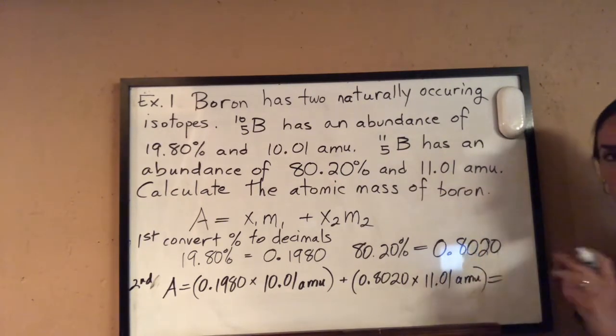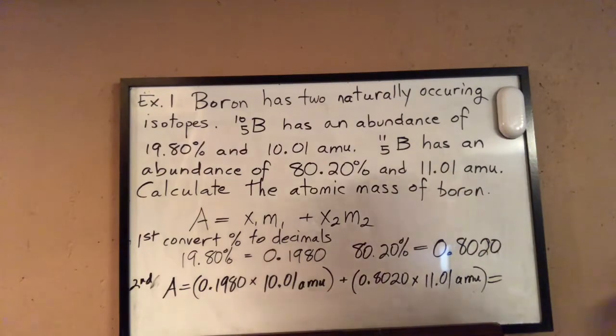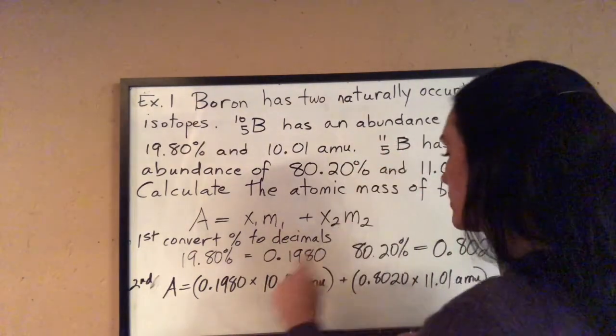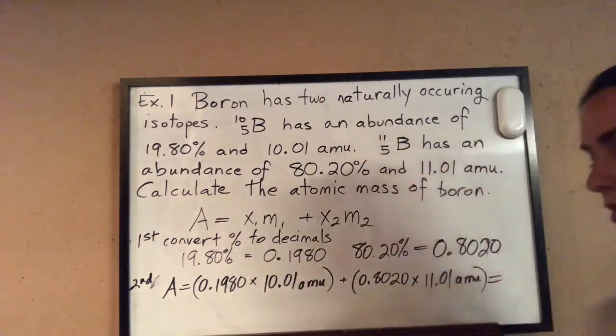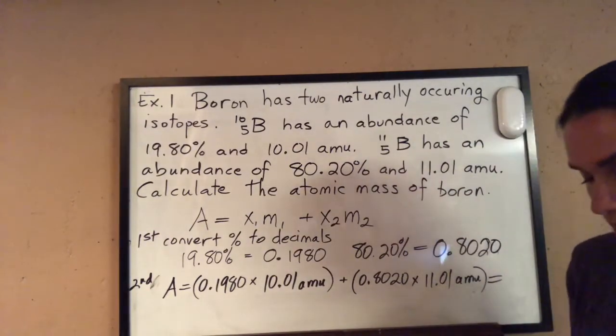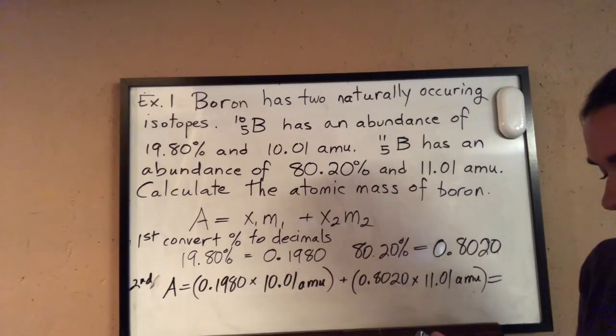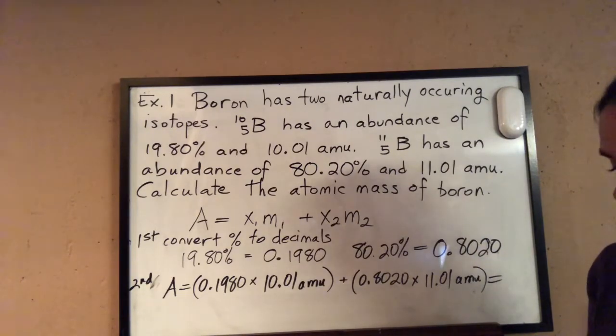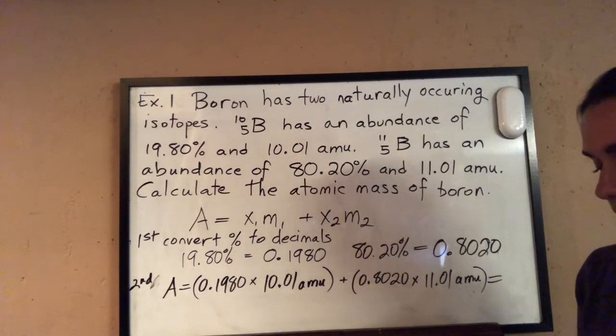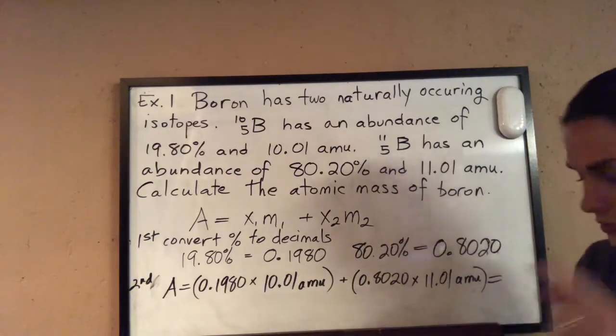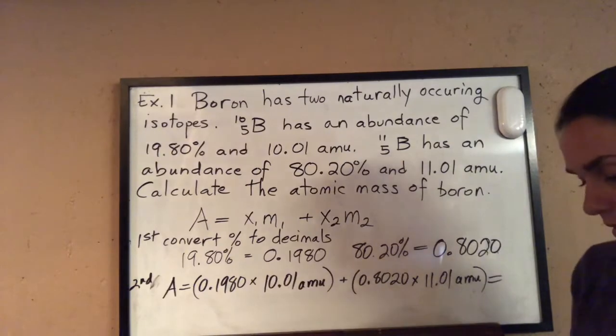Now, I recommend you do it in one step in your calculator, because if you do it separately, then you round. People tend to round and they don't get the best possible answer. So put it in your calculator in one step. Use the parentheses: open parentheses, 0.1980, multiply sign, 10.01. Close the parenthesis. You can't put the unit in there.